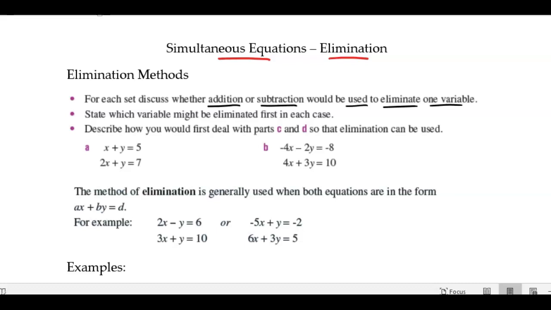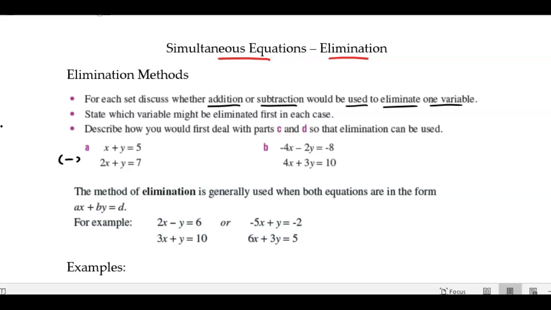Because we're dealing with simultaneous linear equations, we're dealing with two variables at a time. So let's have a look at the two equations given to us: x plus y equals 5 and 2x plus y equals 7. Looking at this, the variable with the exact same coefficient is y, and both of them are positive. So the quickest way to eliminate the variable y would be to subtract the two equations.